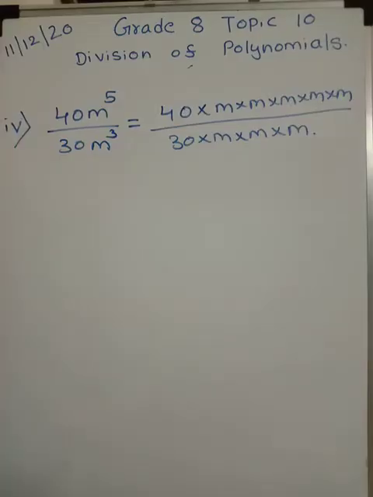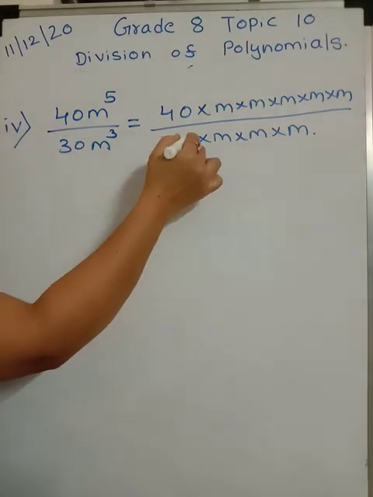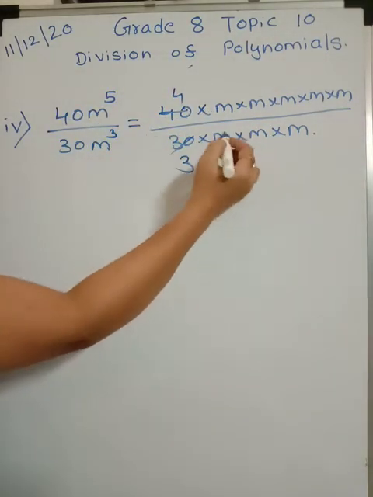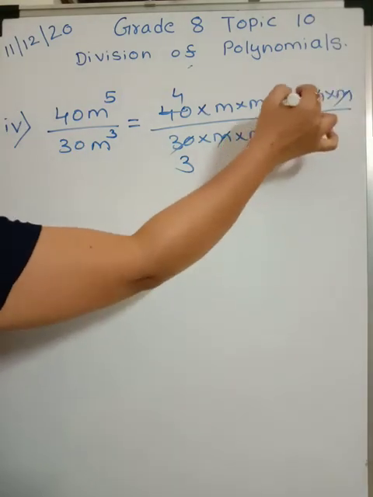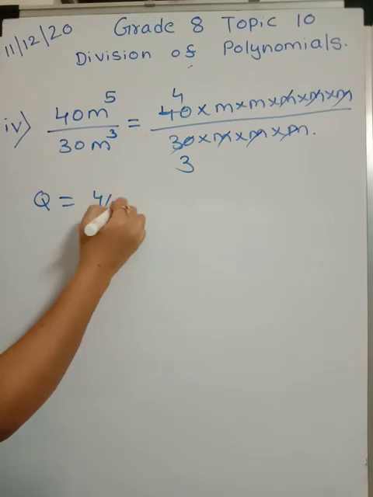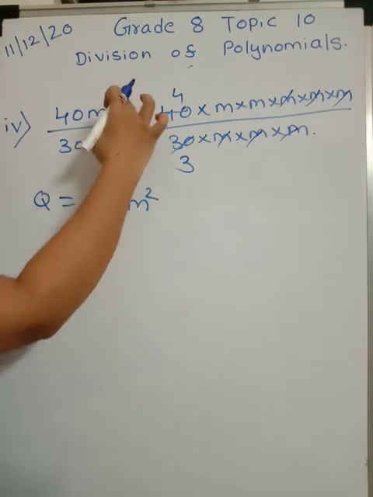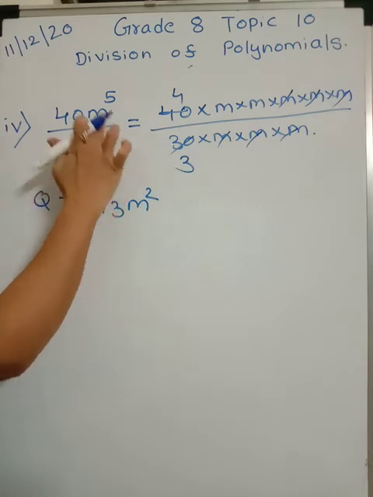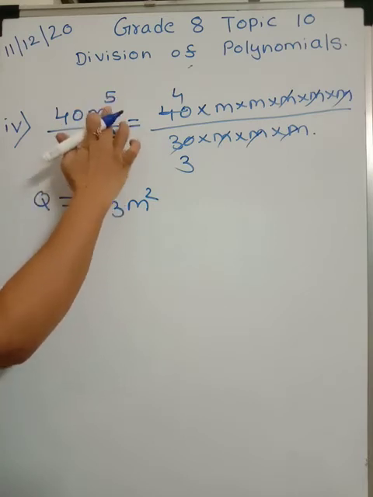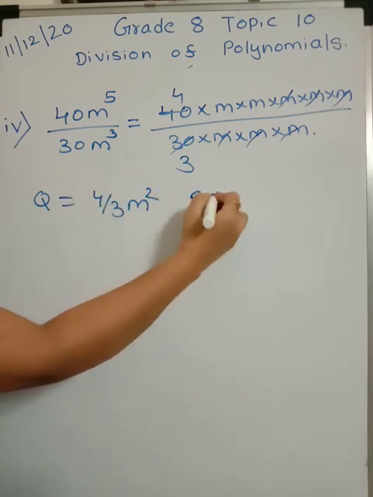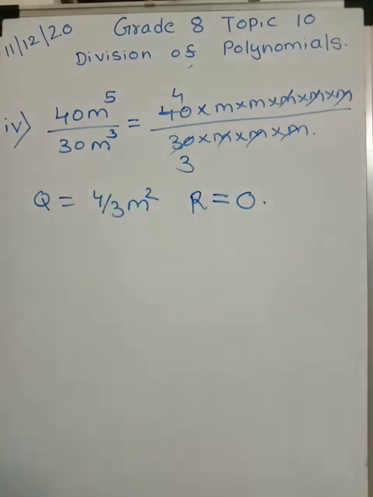Now look at the fourth problem. 10 3s are 30 and 10 4s are 40. So you get 4 by 3. m cubed over m to the 5: 1, 2, 3, 1, 2, 3. We are left with m square. So what is quotient? 4 by 3 m square. Students, you can use law of indices also. A raised to m upon a raised to n is a raised to m minus n. So 5 minus 3 will give you 2. That way also you can do. And what will be remainder then? Remainder is 0. Okay, let's go to the next.